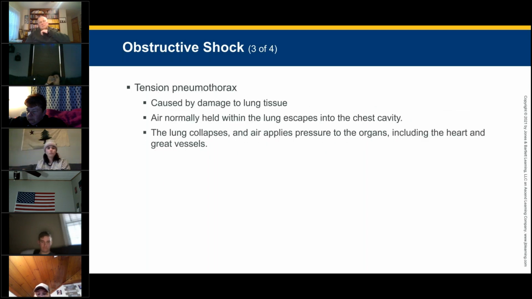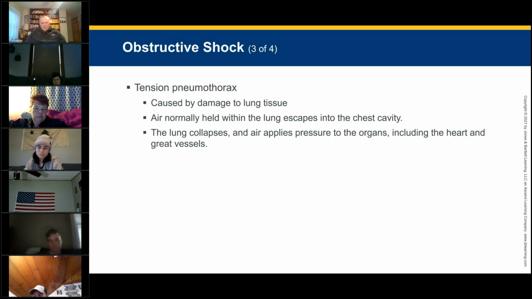Tension pneumothorax. This is caused by damage to the lung tissue. Air that's normally held within the lung escapes out into the chest cavity. The lung will collapse, and if the pneumothorax is left untreated, the air is going to accumulate in the chest cavity and it's going to apply pressure to the other organs, including the heart and the great vessels.